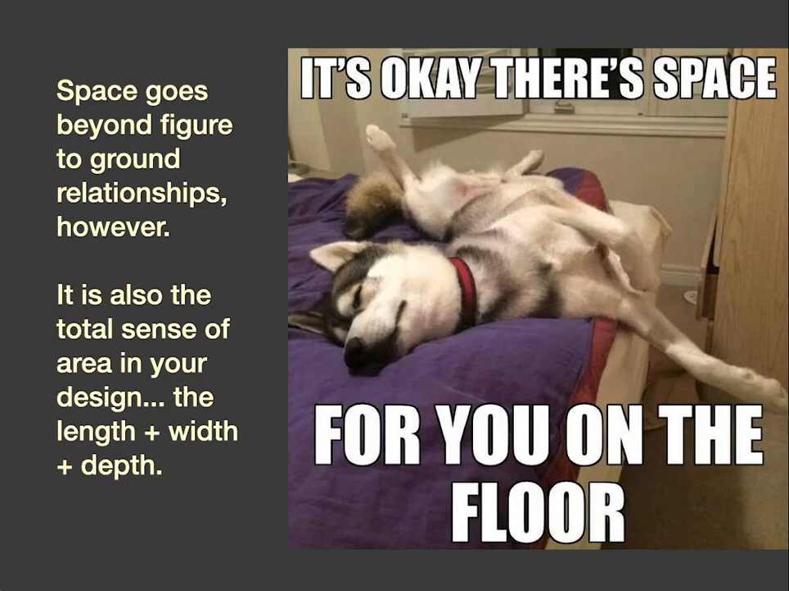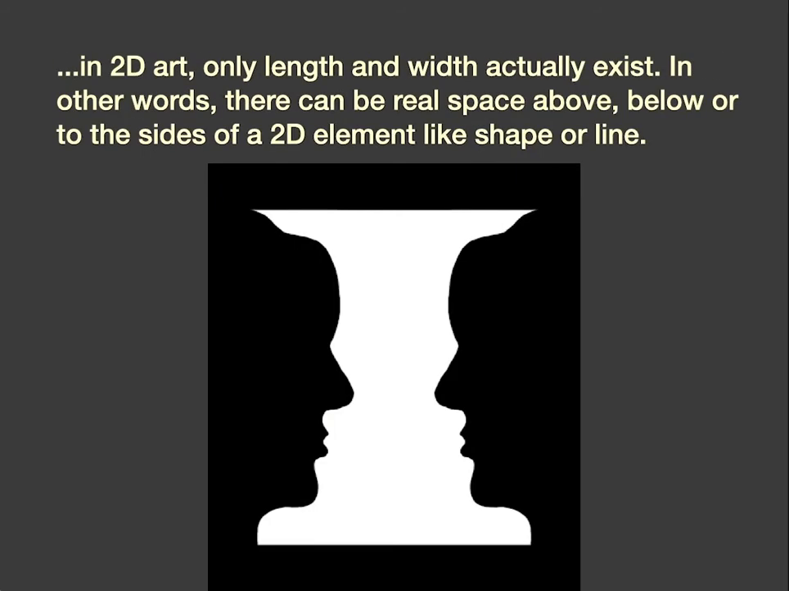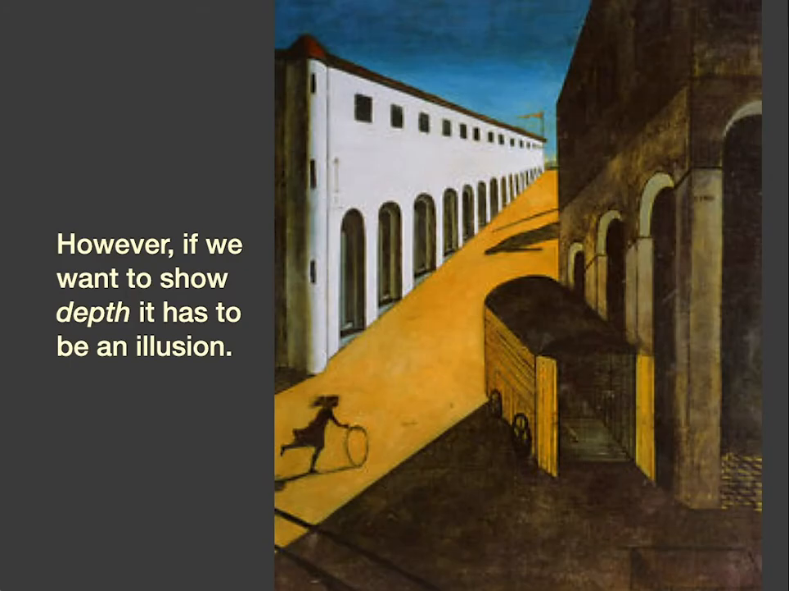But it's not the only way that we consider space. We also think about space in artwork in terms of the total area of our design, the length plus the width plus the depth. That's really hard to say. The length plus the width plus the depth. Now, space in this sense as the total area, it exists in both 2D art and 3D art. But in 2D art, only the length and width actually exist. In other words, we can have real space along the length, real space along the width, above, below, to the sides of any 2D element, like a shape or a line. But if we want to have a sense of three-dimensional depth, we have to have an illusion of it because there is no actual physical 3D depth in a 2D artwork.